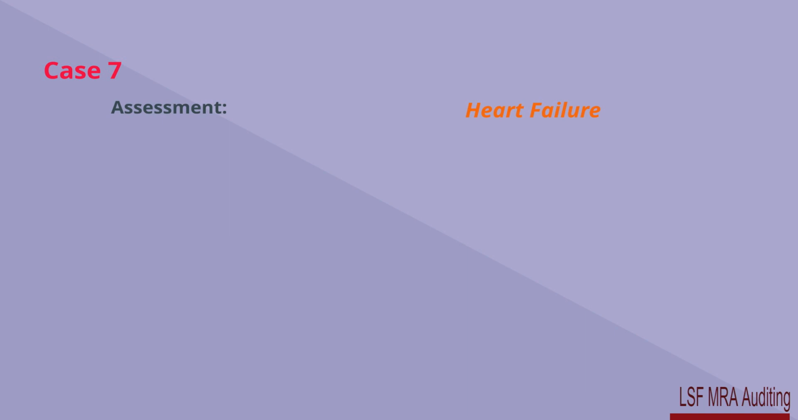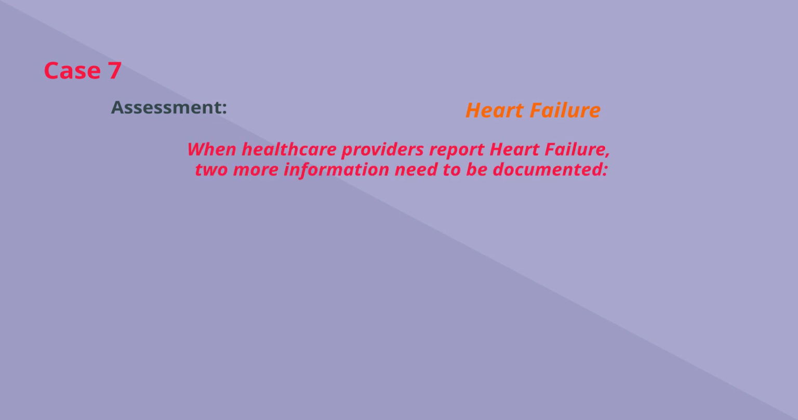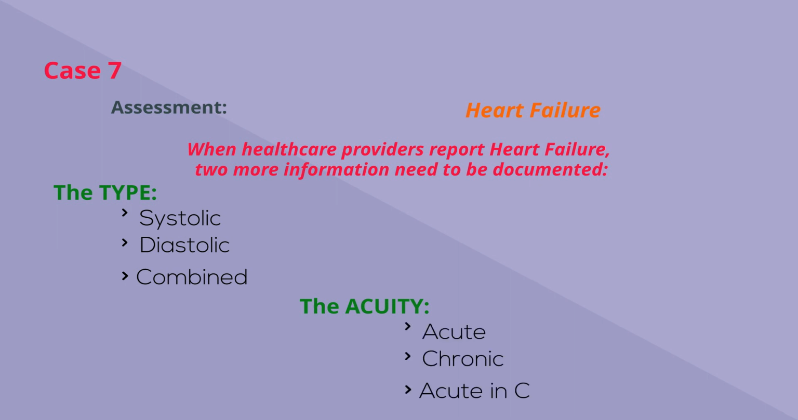Example number 7. The patient is seen today for swelling of both ankles. After a general physical exam, the physician documents heart failure as the final impression. When healthcare providers report heart failure, they should also document two more pieces of information: the type, such as systolic, diastolic, or combined systolic and diastolic, and the acuity, such as acute, chronic, or acute on chronic.